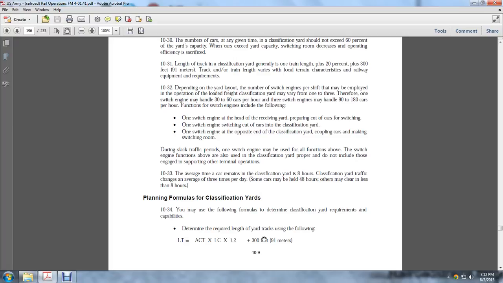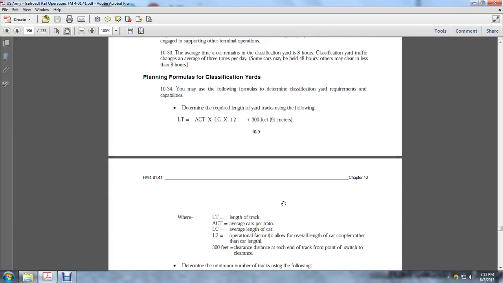Planning formulas for classification yards. They may be used to determine the classification yard requirements and capabilities. Determine the required length of the yards as follows: LT = (ACT divided by LC) times 1.2, plus 300 feet or 91 meters. LT stands for the length of the train, ACT the average cars per train, LC the average length of the car, 1.2 an operational factor to allow for the overall length of the car coupler rather than the car length, and 300 feet the clearance distance at each end of the track from the point of the switch.